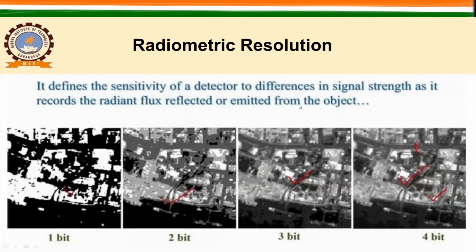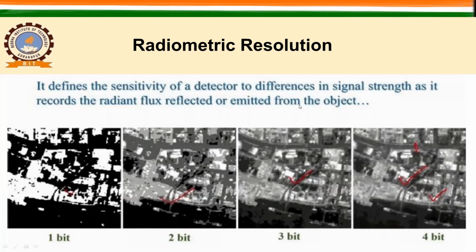Okay, so that means, suppose you have a torch, and you are illuminating a target, and that reflected energy is coming to our sensor, and that sensor is capable of differentiating only two ranges of values. Then what will happen? There will be 0 or 1, either there will be some value or there will be no value.